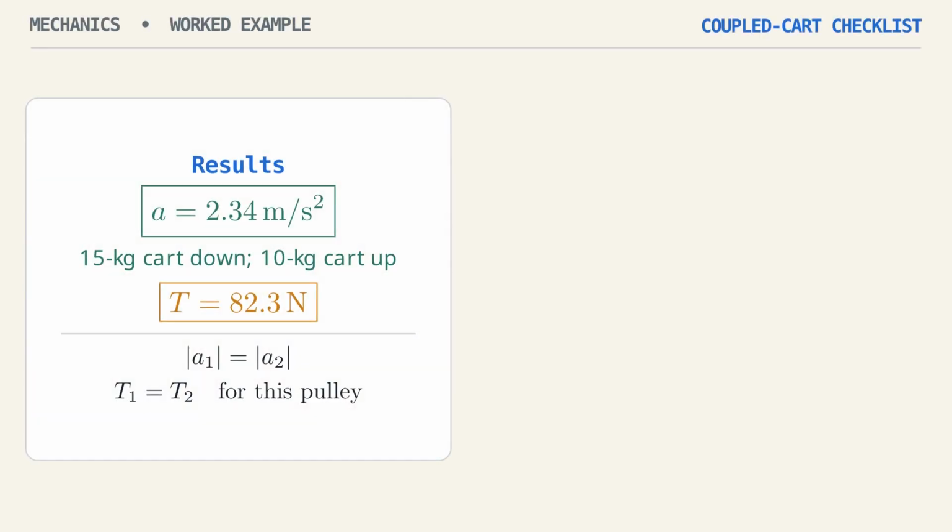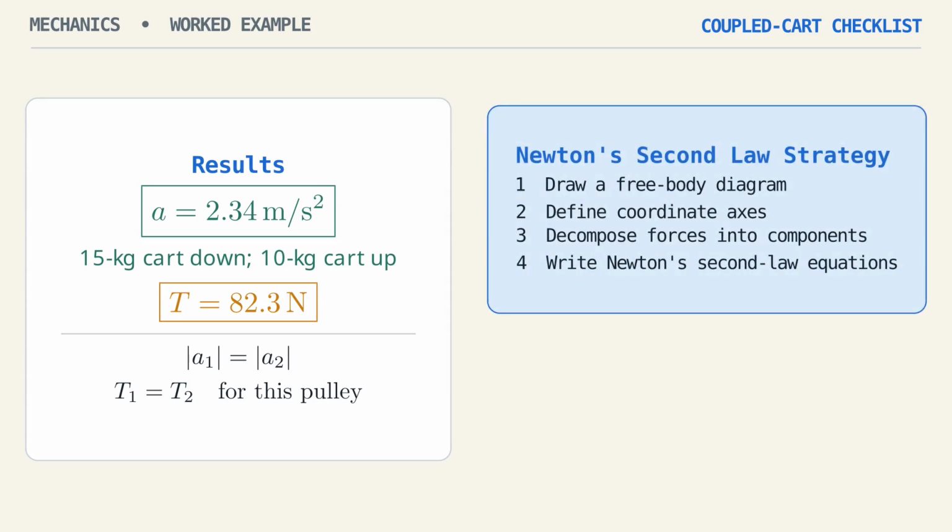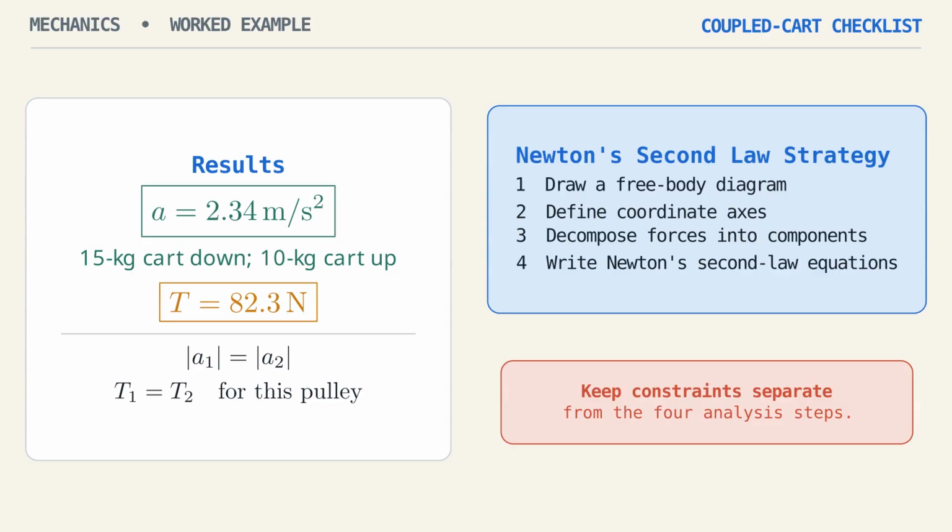The carts accelerate at 2.34 meters per second squared, with the 15-kilogram cart moving down its incline. The cord tension is 82.3 newtons. The reusable method is the full 4-step Newton's second law strategy. Draw a free body diagram, define coordinate axes, decompose forces into components, and write Newton's second law equations. After those 4 steps, apply the physical constraints supplied by the cord and pulley. Keeping those constraints separate makes the method reusable when a later problem changes the pulley or the connection.